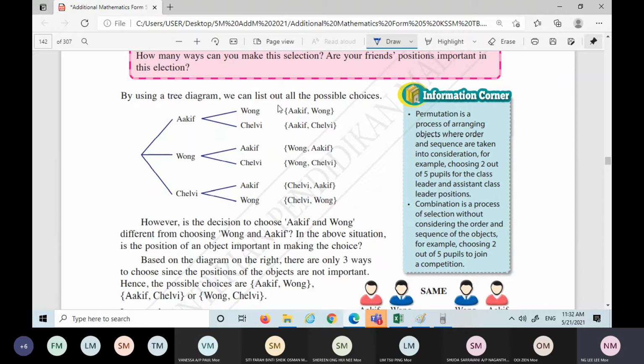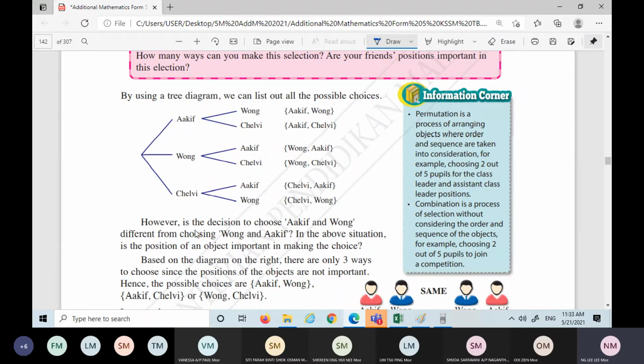By using a tree diagram, we can list out all the possible choices. We start with Akif. If you choose Akif, then the other one you can choose is either Wong or Selvi. If you start with Wong, then Akif or Selvi. If you start with Selvi, then it's Akif and Wong. So altogether 1, 2, 3, 4, 5, 6, 6 possible arrangements.